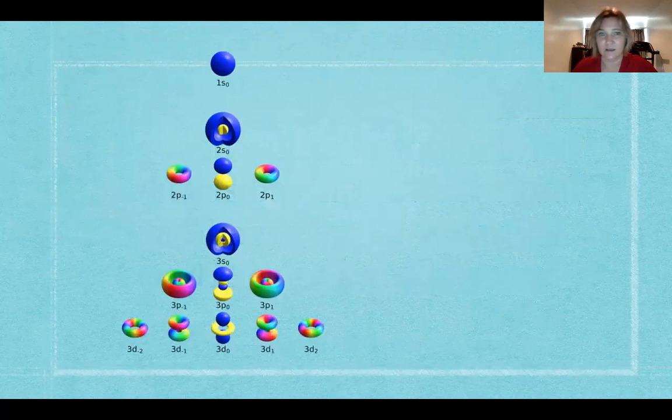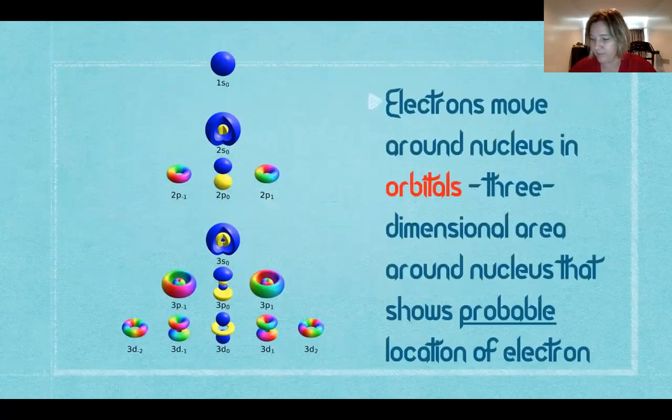Now, what is this kind of weird psychedelic looking stuff? I mentioned that electrons are around the nucleus, but they're actually in what we call orbitals. Orbitals are these weird shapes you see. These are probable locations of an electron. I say probable because there's no way to know for certain. There's no way to pinpoint exactly where electrons are, but we can point to an area where we say electrons probably exist.